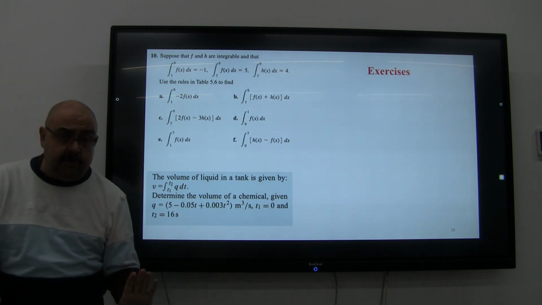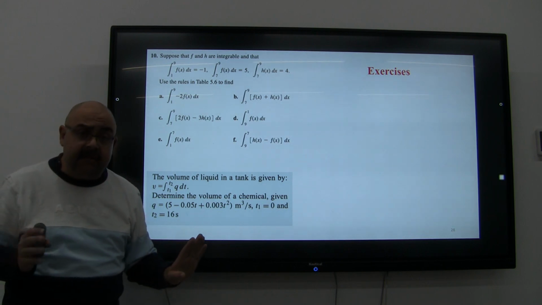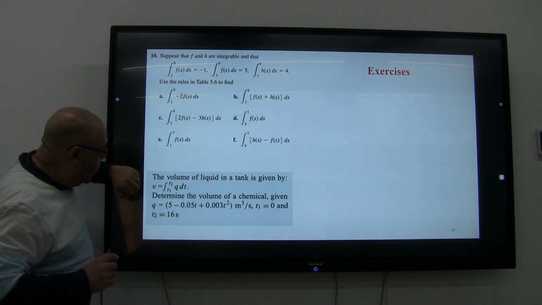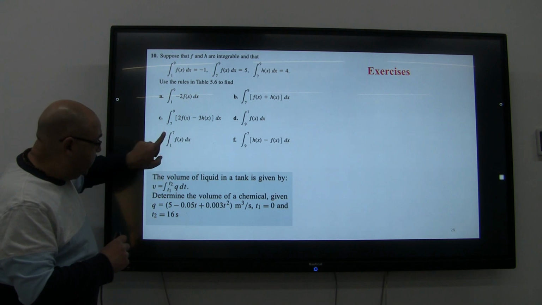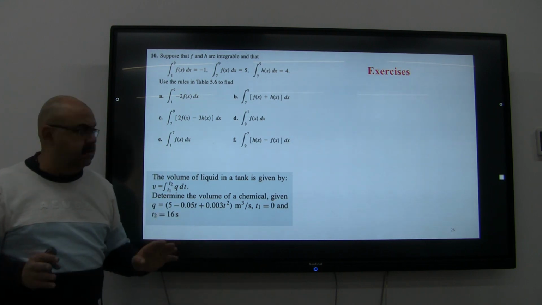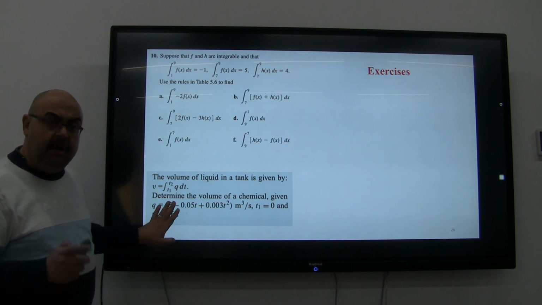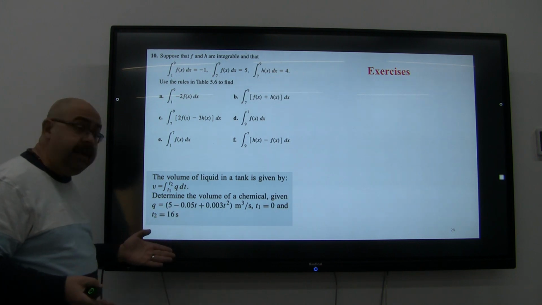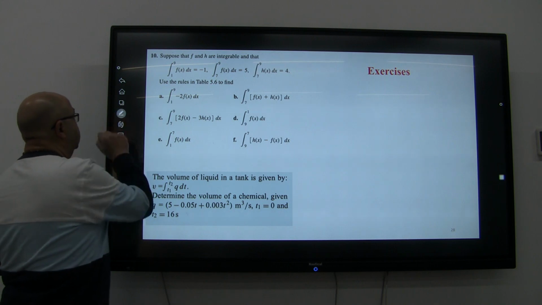So all I have to do is simply substitute. I will start substituting from 0 up to 16. I will take Q and substitute this value. Integrate and substitute in order. Is there any problem? Is it clear? You will integrate, you will evaluate, and you will get V, the volume.